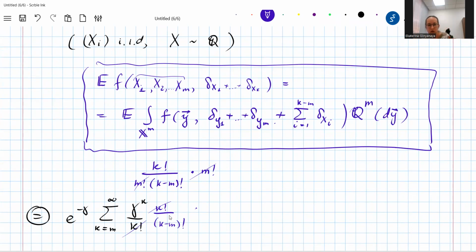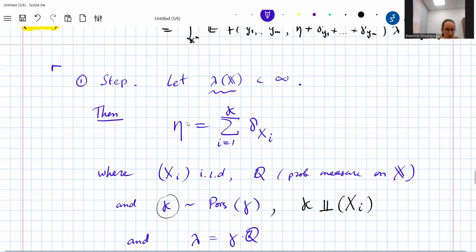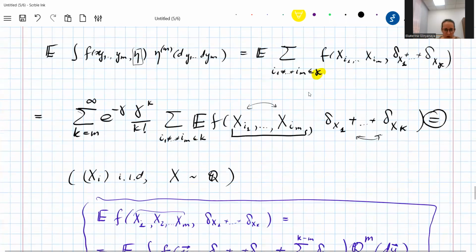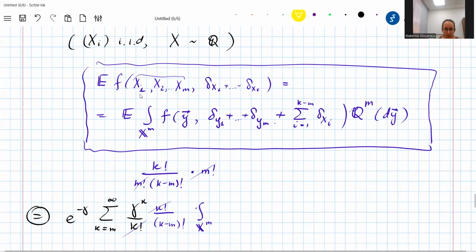I can change the order of integration here, since I have a non-random integral here and the function f is bounded. Oh, no, I forgot to say that we consider f to be a non-negative function, from X to R plus. So if we have a non-negative function, we can change the order of integration and expectation.